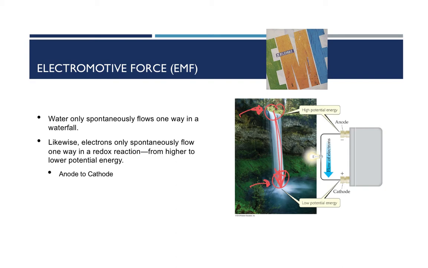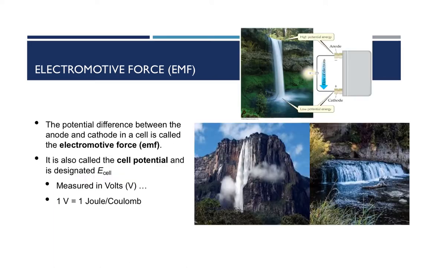Same thing happens in a battery. In a redox reaction, electrons only flow spontaneously in one direction. They go from higher energy to lower energy. So that's how we end up with an anode and a cathode. They're always going to flow from the anode to the cathode. Why? Because the cathode is a place of lower energy and the anode is a place of higher energy. The potential difference between the anode and the cathode is called the electromotive force, or the EMF. In chemistry terms, we also refer to this as the cell potential, and we designate it as E cell.